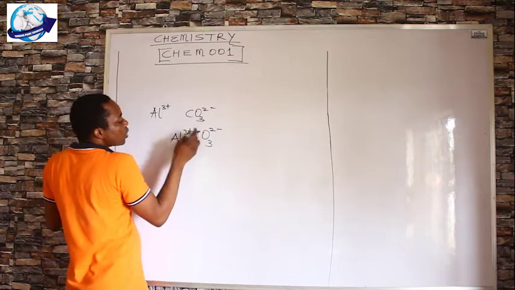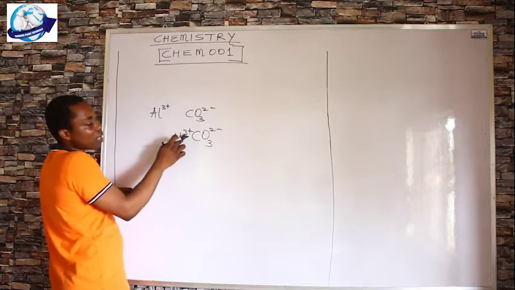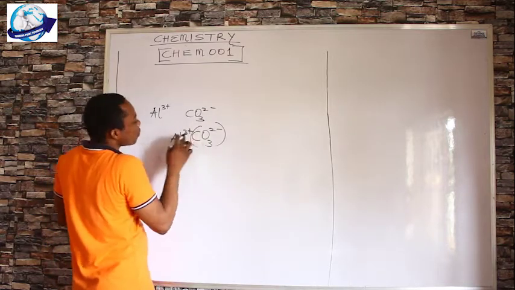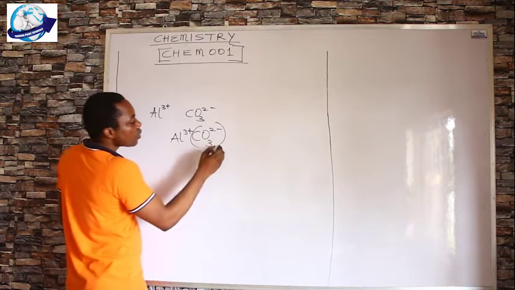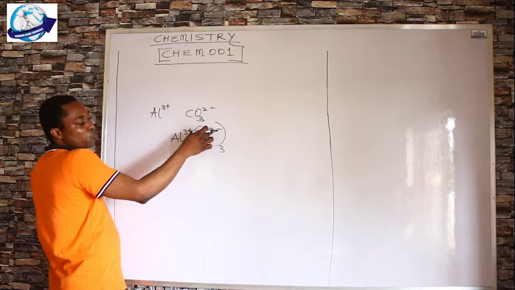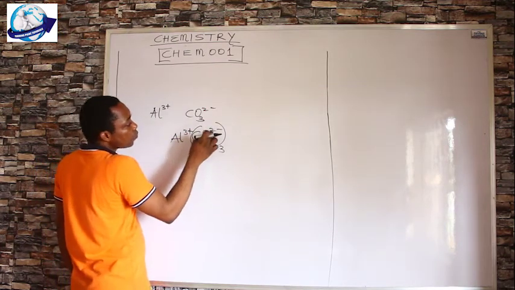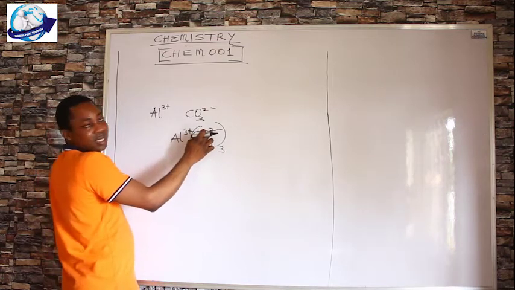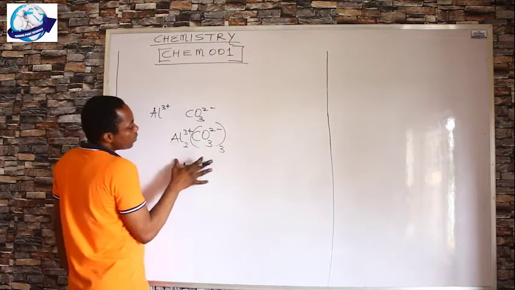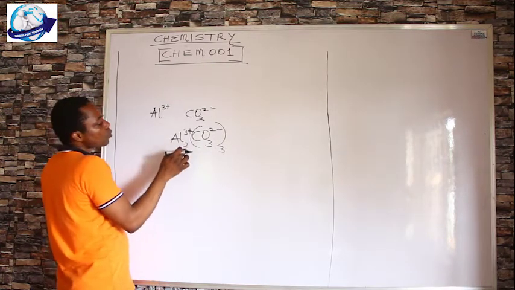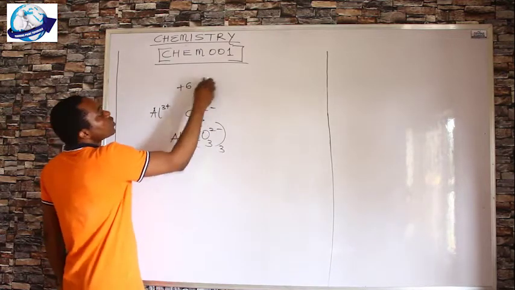Then you will interchange. When you interchange, you take the value close to the charge and write it as a subscript of the anion side, that is the negative side. You write down 3. Then take the number attached to the other charge and write it down too, and you have what? Look at it right now. 2 times +3, you have +6. Now 3 times -2, you have -6.